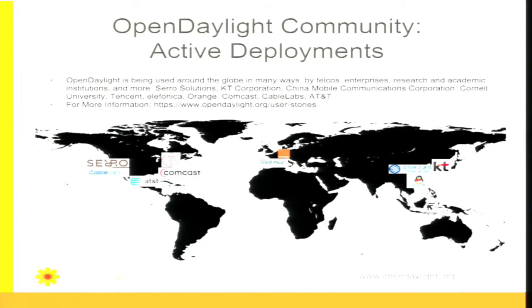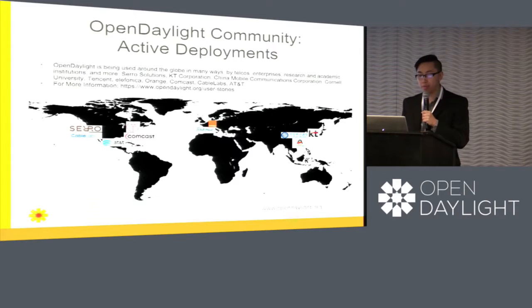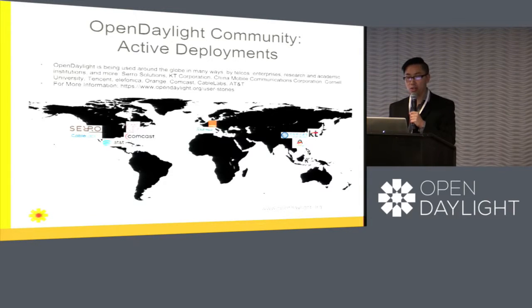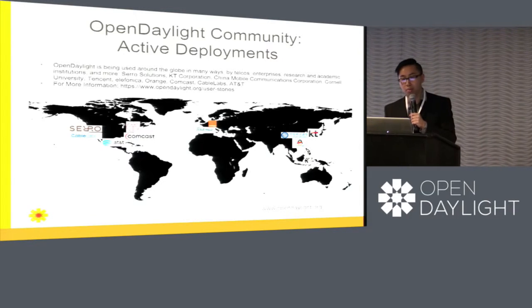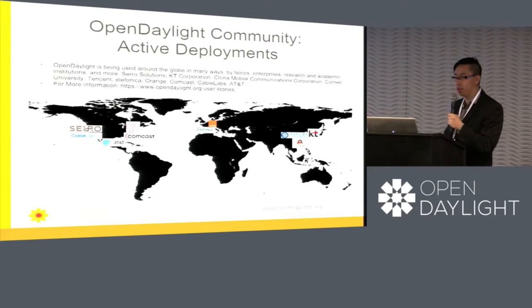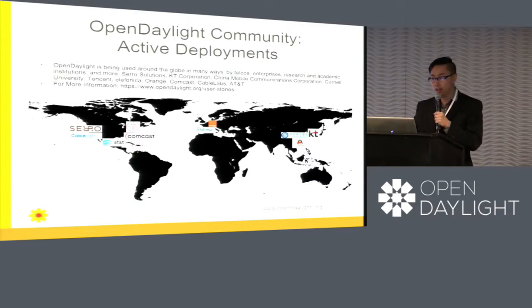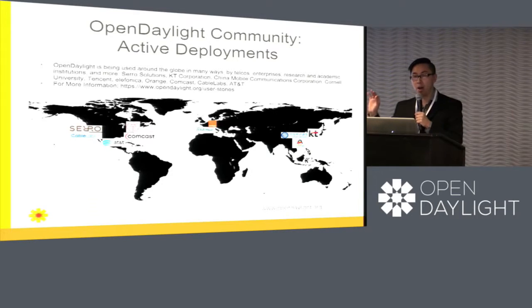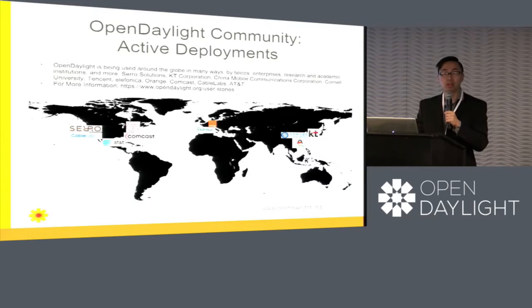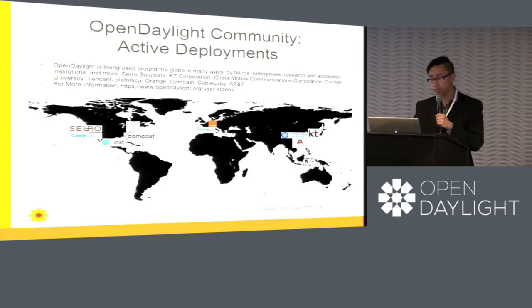OpenDaylight also has active deployments around the world. And it's being used by telcos, by enterprises, by research and academic institutions. This map here just shows a collection of a few, spanning from KT Corporation to China Mobile to Comcast, AT&T. There's just too many, including universities like Cornell University. So this is just an example of where OpenDaylight is actually being deployed and used in industry and in academia.